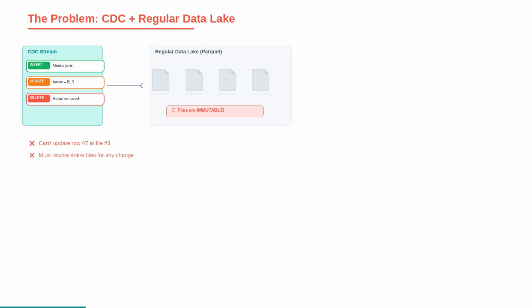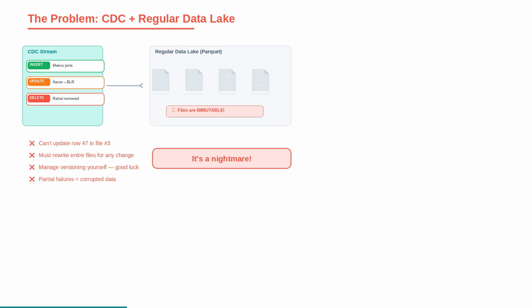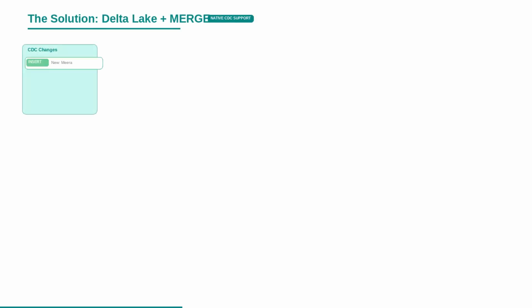Parquet files are immutable. You cannot just update row 47 in file number 3. You would have to rewrite the entire file, manage versioning yourself, deal with partial failure. So it's a nightmare. But Delta Lake handles all of it natively.